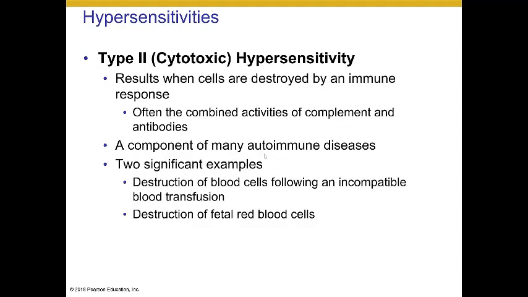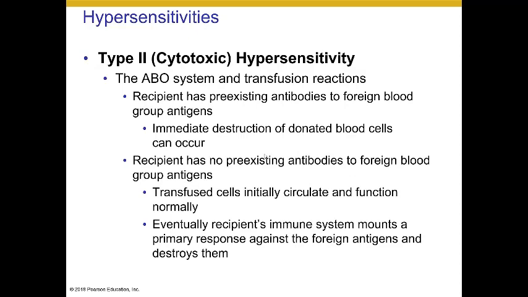So that's type 1. Type 2 hypersensitivities are known as cytotoxic hypersensitivities because cells are destroyed, cyto and toxic, by the immune response. So your immune response is actually causing cell death. Usually in terms of examples, we're really talking about blood typing and blood types that do not go together and are incompatible. So let me show you the picture while I talk about this.